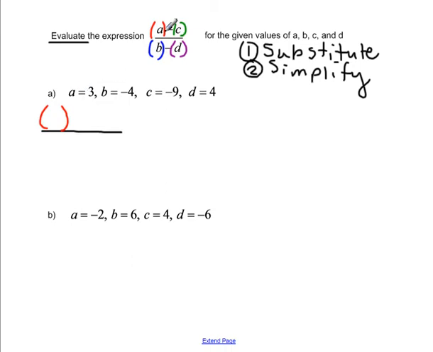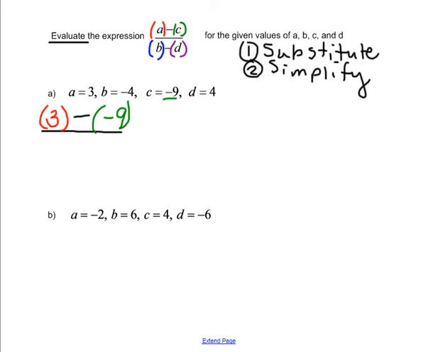So for a equals 3, a is the first one. I'm going to substitute in the 3 for the a, and then notice there was a minus sign, so we're going to put in the minus, and from that we're going to subtract c. So we have to come all the way over here to find out what c is. C is negative 9, and we can see why those parentheses are really helpful there when I'm subtracting that negative.